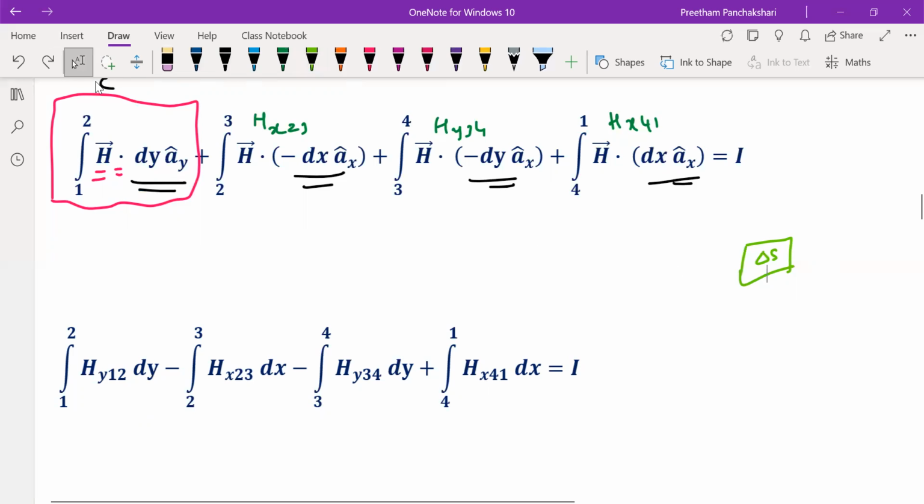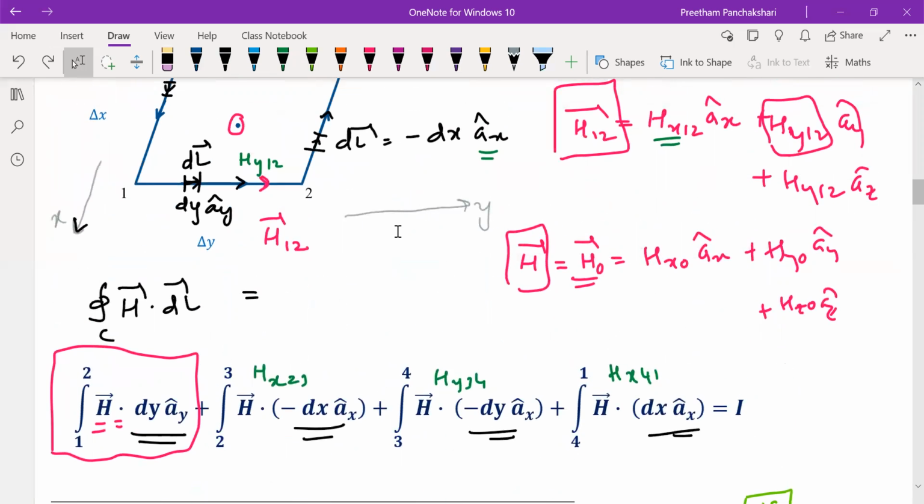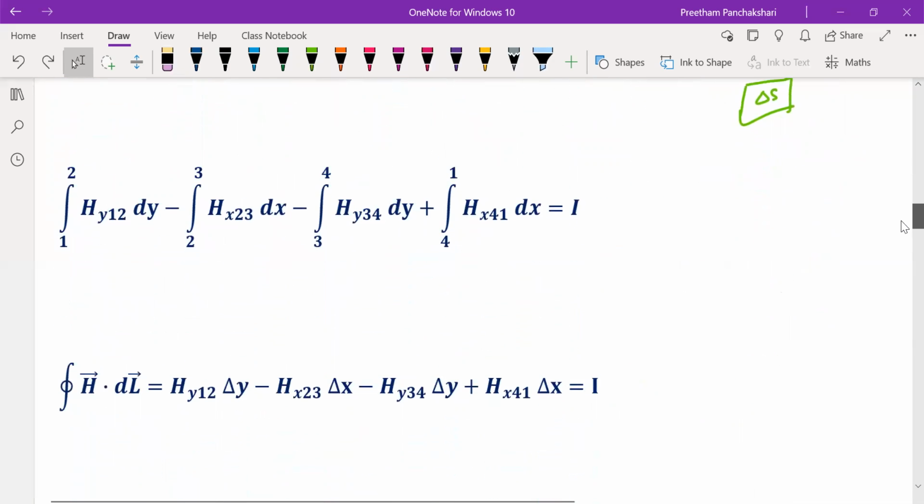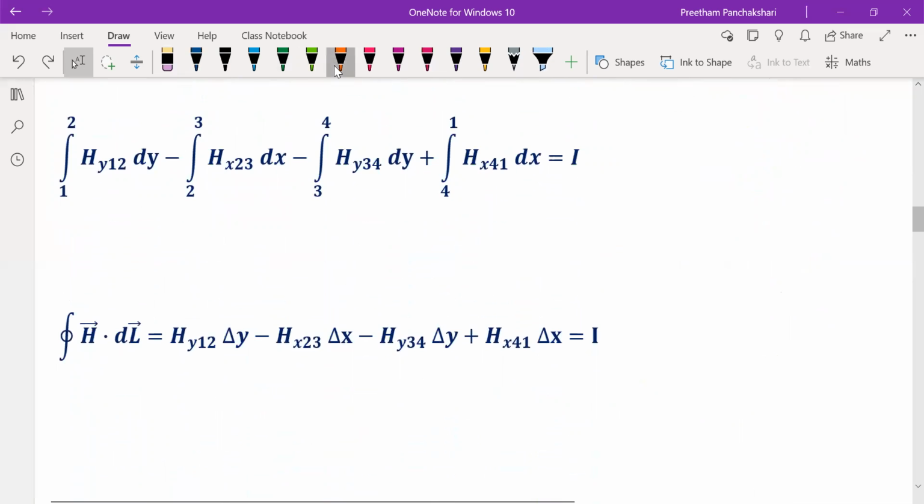Now, what is the integration of dy from 1 to 2? If you go back to the diagram and see from path 1 to 2, if you integrate dy, you'll get the total value. The total value is delta y. So after integration of dy, we'll get delta y, the total length of the side. Integration gives the total value. So the total length of the side 1, 2 is delta y. It's given here.